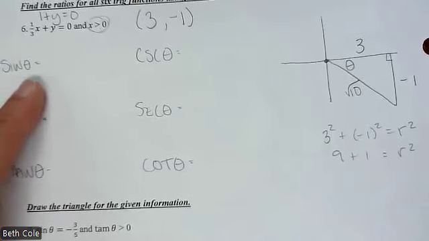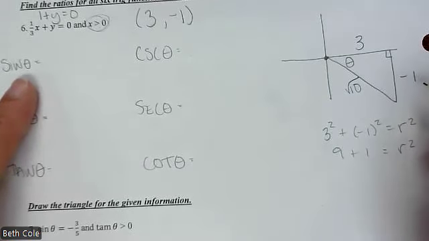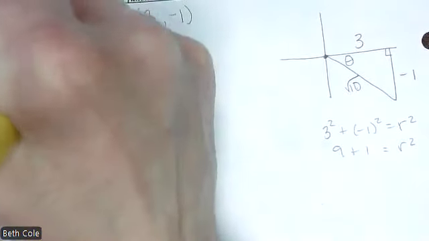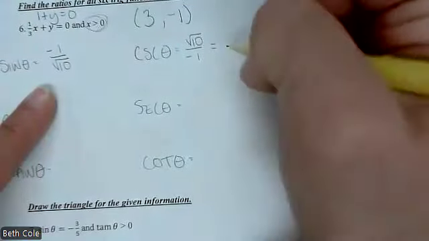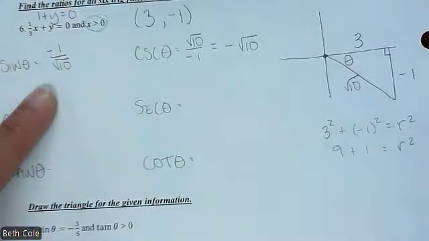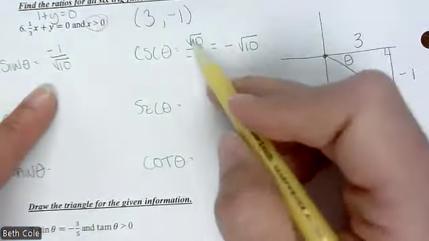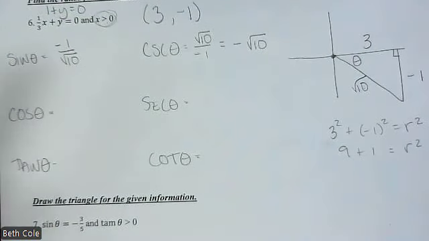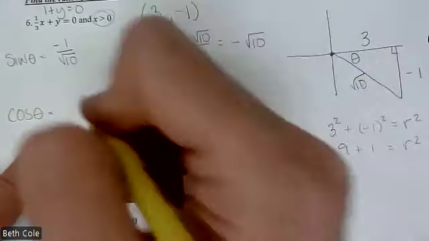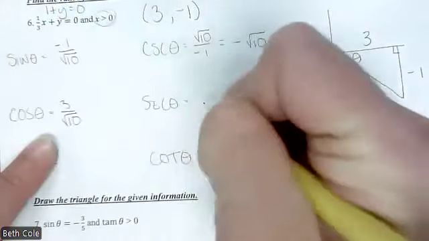So sine is what over what? Yeah, good. So that's -1 over square root of 10. If you flip that, it's square root of 10 over -1, which would actually just be negative square root of 10. I wouldn't mark this wrong, though. That's fine. Cosine is adjacent over hypotenuse, so 3 over square root of 10.